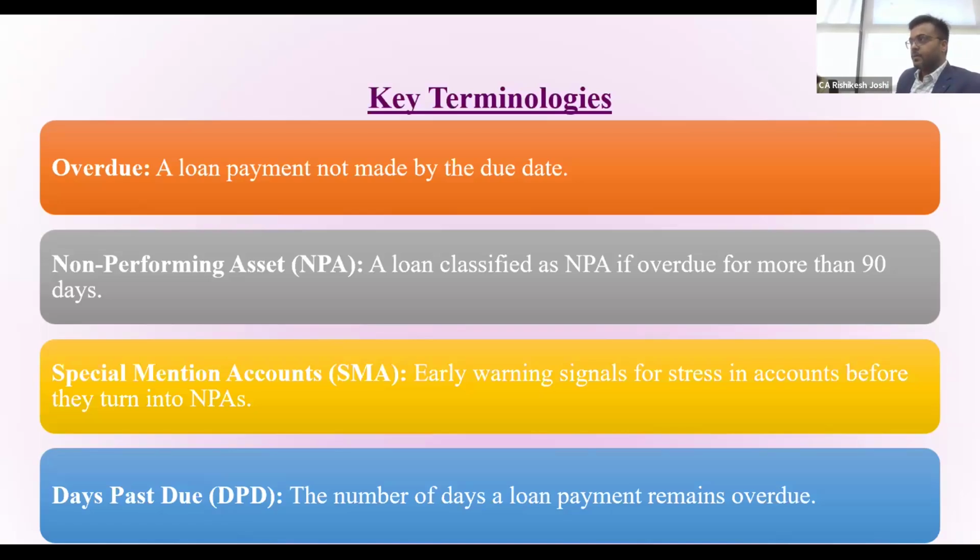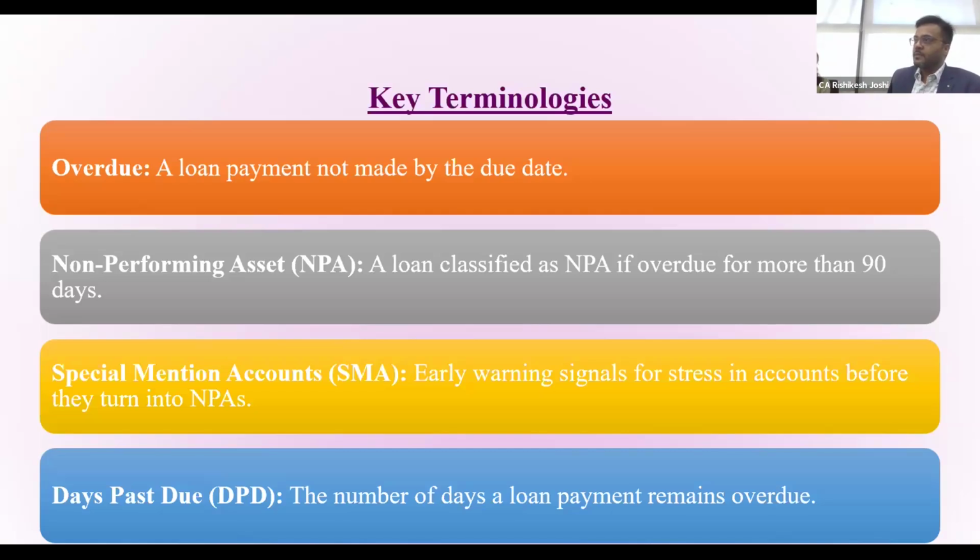Now, what is an SMA account? Are you all aware of the concept of SMA? So basically, what is an SMA zero account? Correct. If there are overdues from 1 to 30 days, ideally, then it becomes an SMA zero account. If it is overdue for 31 to 60 days, it becomes SMA one, and if it becomes 61 to 90 days, it becomes SMA two.